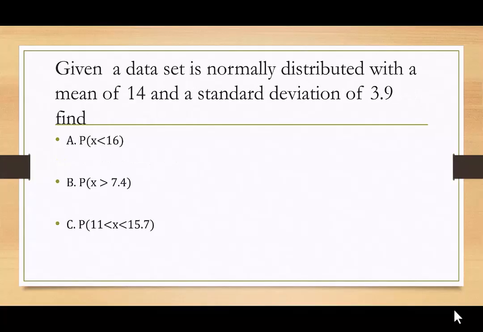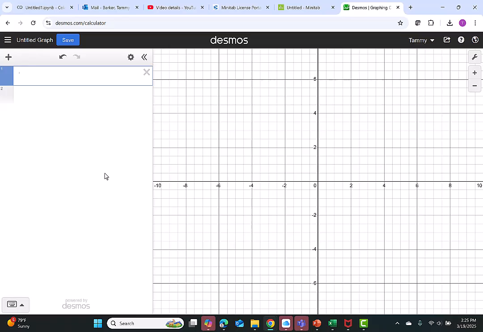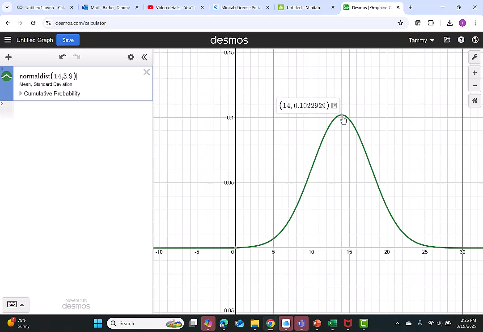Let's start with a data set that is normally distributed with a mean of 14 and a standard deviation of 3.9. We'll find the probability that x is less than 16, greater than 7.4, and between 11 and 15.7. The first thing we need to do is go to Desmos and let's type in normal dist. Next, we want to enter our mean, which was 14, and our standard deviation of 3.9. Let's hit the magnifying glass to zoom fit our graph. Notice when I click at the top dot, you can see our mean of 14.